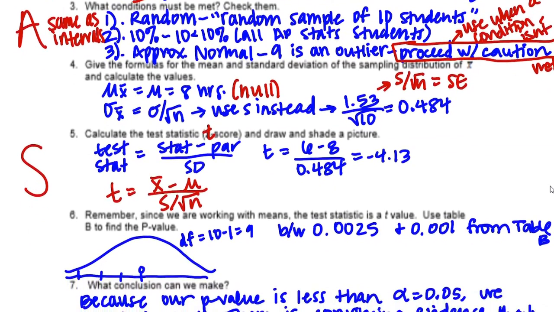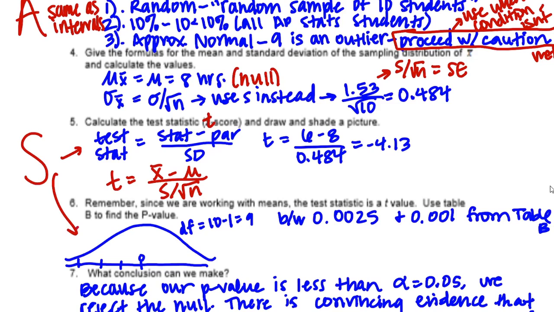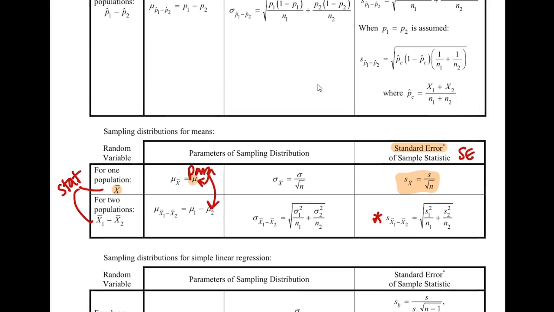And then number 6, both of these are our test statistic and p-value. Both of these are our statistical work. And so let me show you guys how I got that interval, 0.0025 to 0.001. So I have a t of negative 4.13.